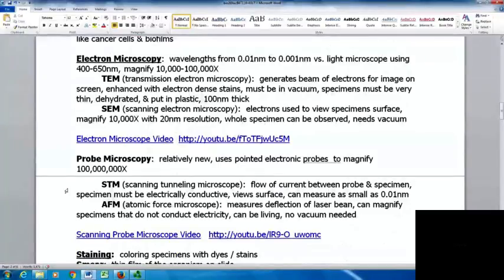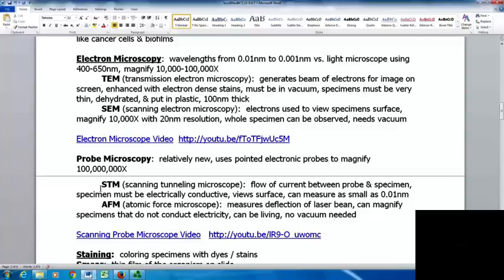Probe microscopy is relatively new. It uses pointed electron probes to magnify things up to 100 million times. So the STM, scanning tunneling microscope, here you have a flow of current between the probe and the specimen. The specimen has to be electrically conductive, and this will allow you to view the surface. It can measure things as small as 0.01 nanometers.